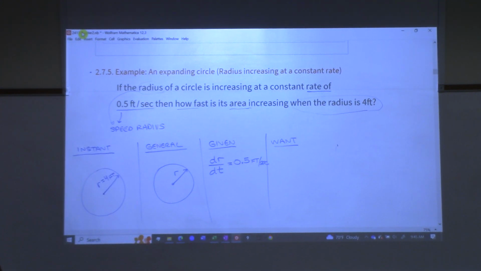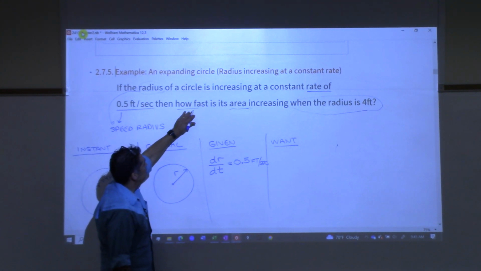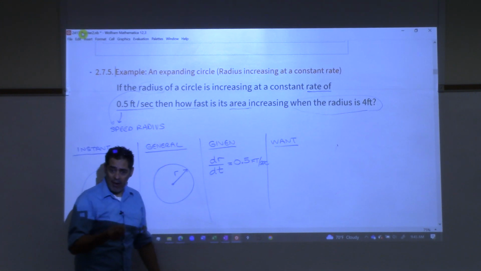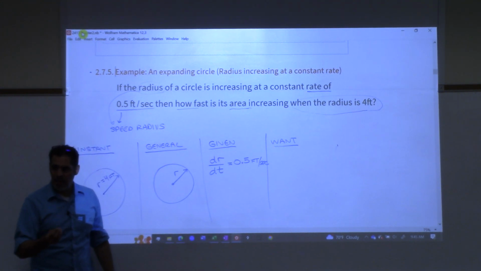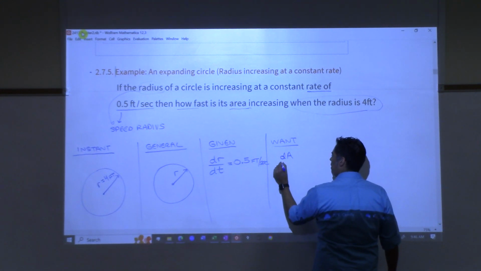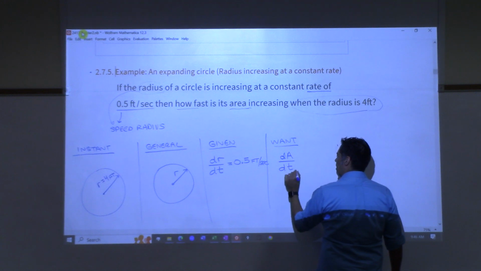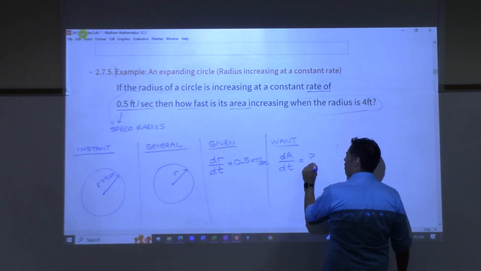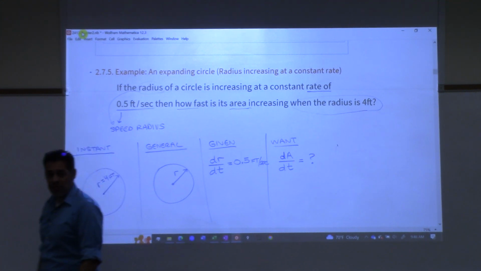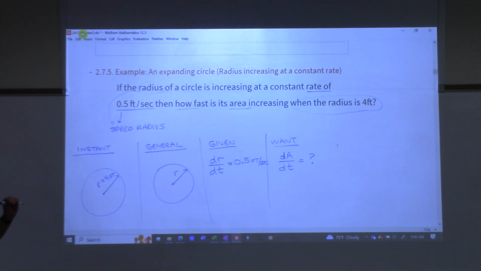Okay. What do we want? How fast is the area changing, right? So we want to know what the derivative of the area is, the speed of the area. So I'm going to write that this way: dA/dt. That is what I want. I want to know how fast the area is changing, the instantaneous rate of change in area with respect to time. That's what I would like to find.